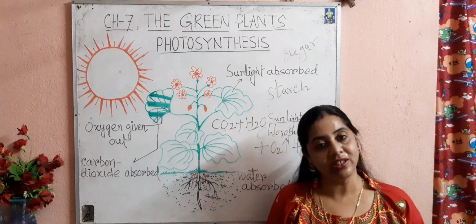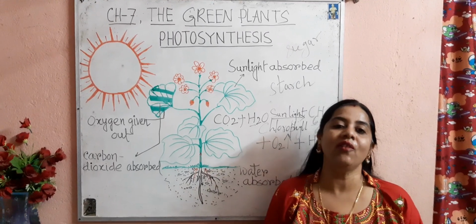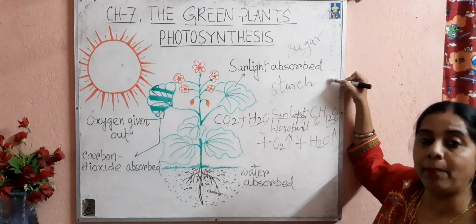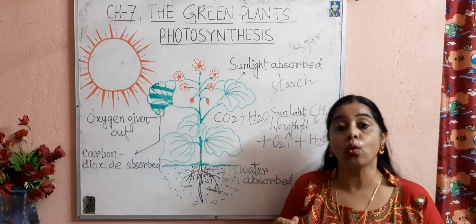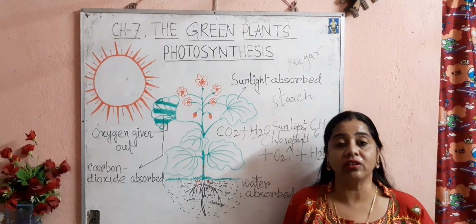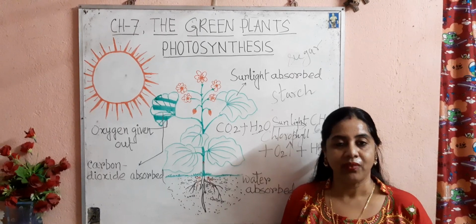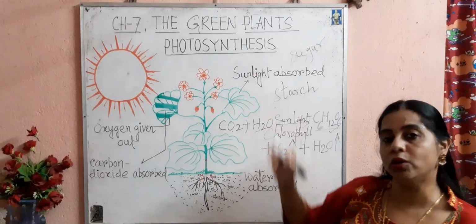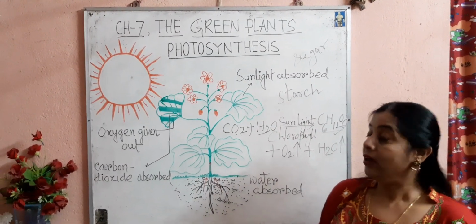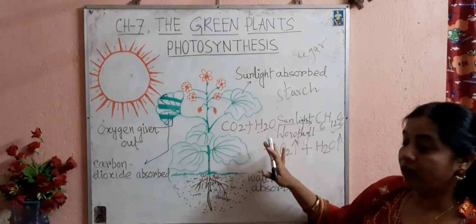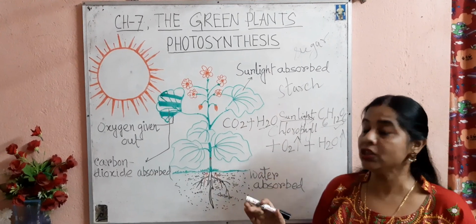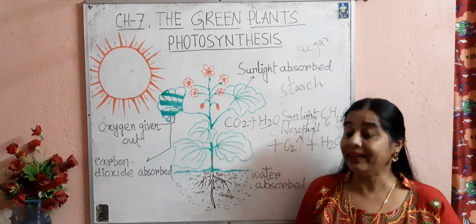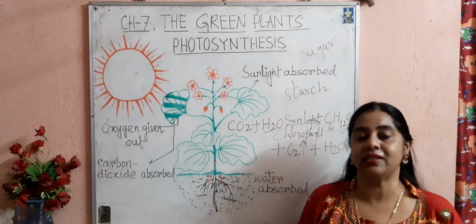Got it? Children, this is all about photosynthesis and how the food is used by the plants themselves and how it is stored in different parts of a plant for the use of other organisms. Understood? This is all about today's topic, that is photosynthesis. All of you watch this figure carefully. I will send you the picture of this figure also. And try to understand the process of photosynthesis.